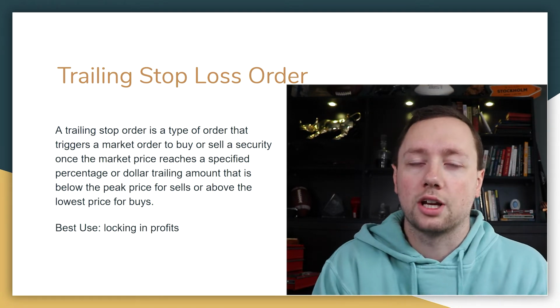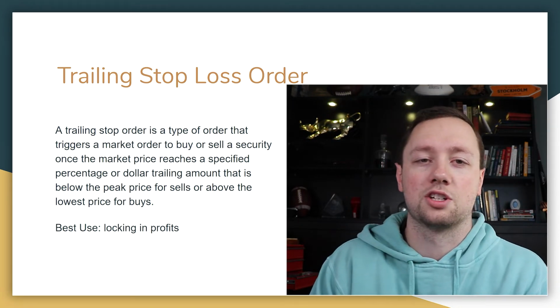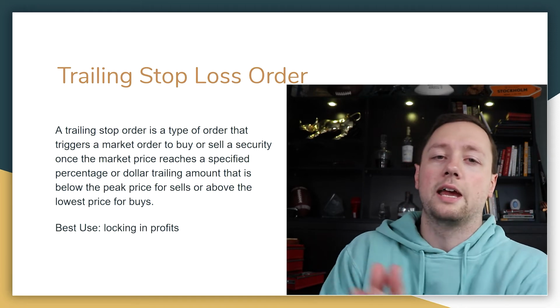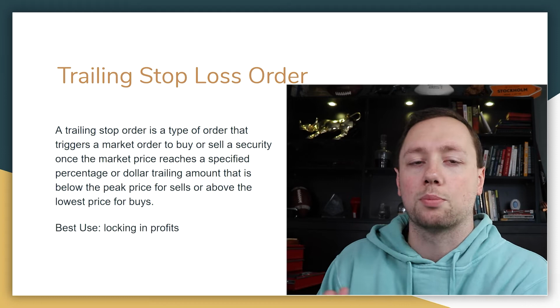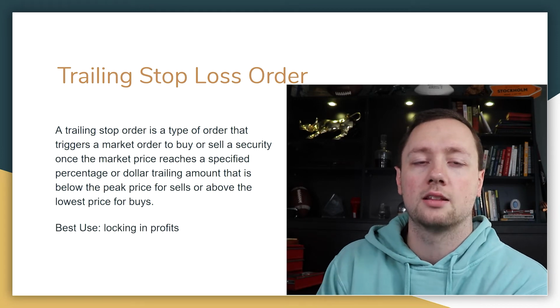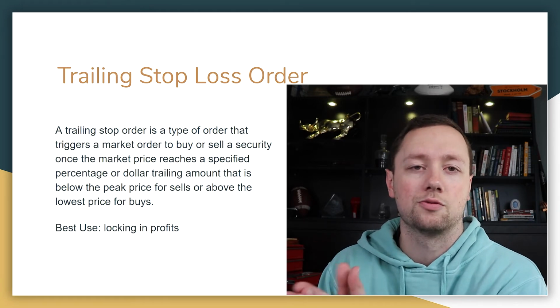I personally use trailing stop losses to get out of my positions because if the stock continues to go up, it moves my stop loss up with it and I'm allowed to capture that upside. However, if the price begins to move down, it locks in the profits that I have and it gets me out at a reasonable level.